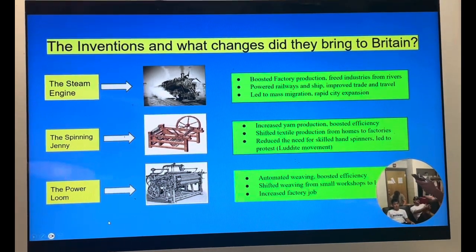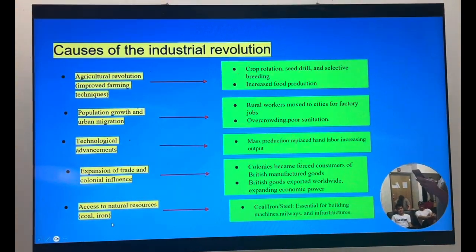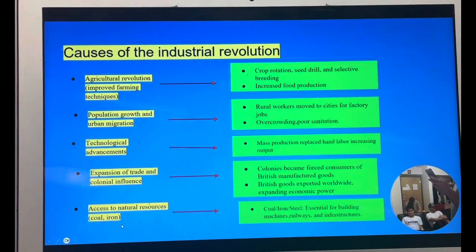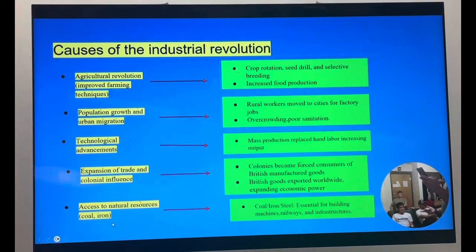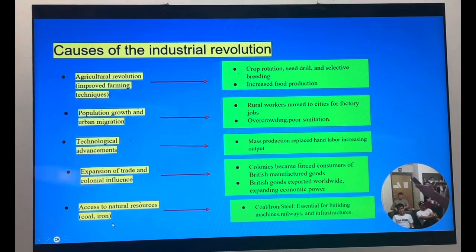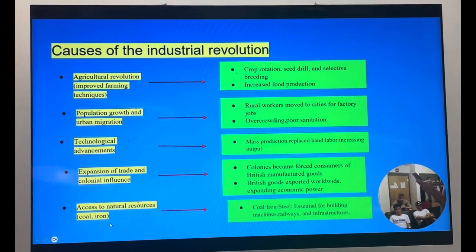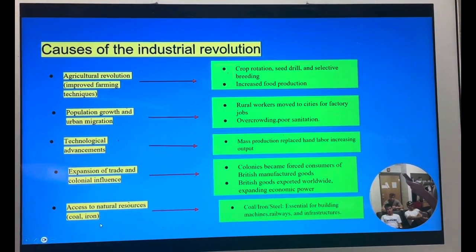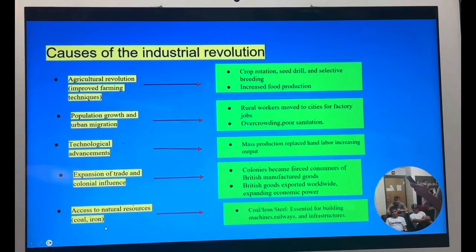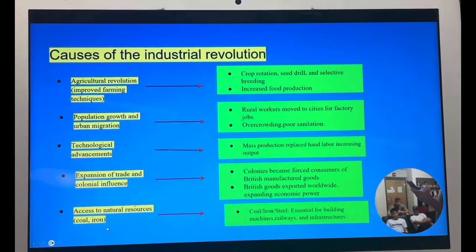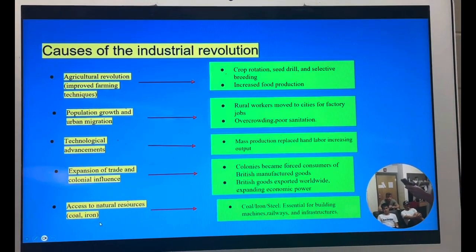and increased factory jobs. Then we see the causes of the Industrial Revolution, which in this case, the Agricultural Revolution improved farming techniques. Crop rotation, the seed drill, and selective breeding were some of them. Population growth and urban migration were some of the causes as rural workers moved to cities for factory jobs, and overcrowding and poor sanitation happened.